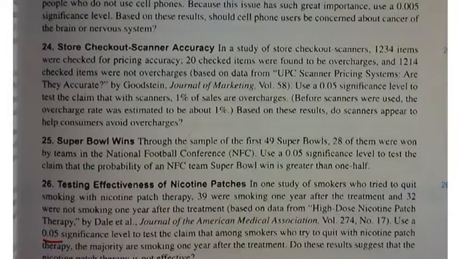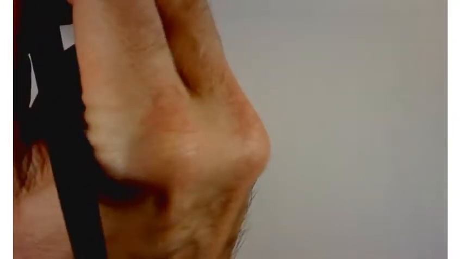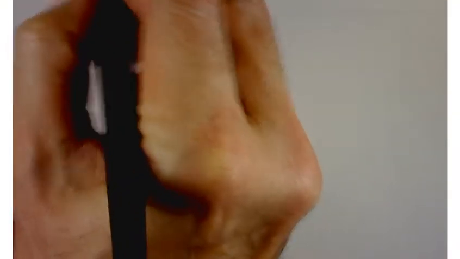Use a 5% significance level to test the claim that with scanners, 1% of sales are overcharges. So, okay, that's your original claim right there. 1% of sales are overcharges. Okay, let's take a look at that. Problem 24. P is 0.01. That's 1% of sales are overcharges.